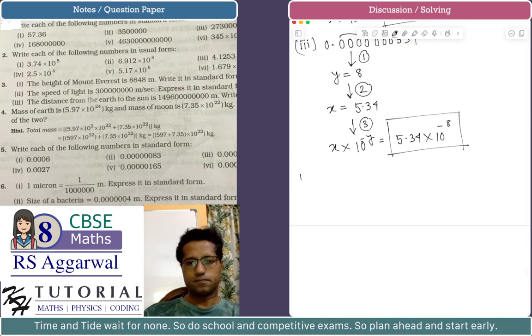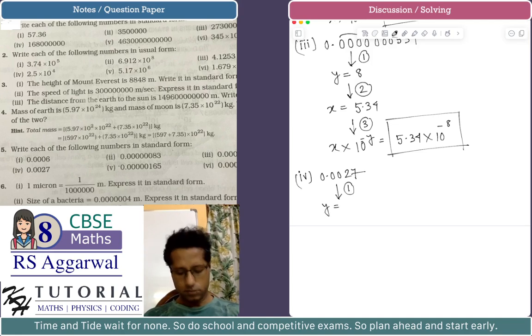Part 4 is 0.0027. So after the first step I will find y. What is y? The number of digits to the right-hand side of the decimal point up to the first non-zero digit. So those digits are 0, 0 and 2. So y is equal to 3.